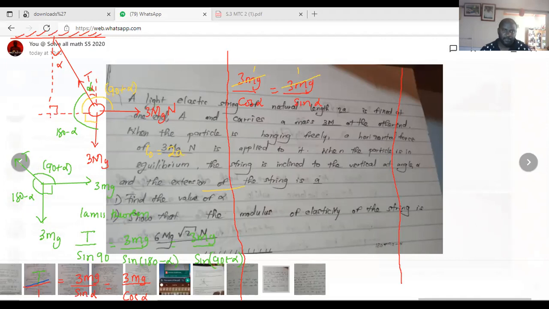So when you reach here and simplify, we shall get tan alpha is equal to 1, and our alpha is going to be 45 degrees. So the first question said, find the value of alpha. We have got alpha. The second question says, show that the modulus of elasticity lambda is 6 mg root 2 newtons.